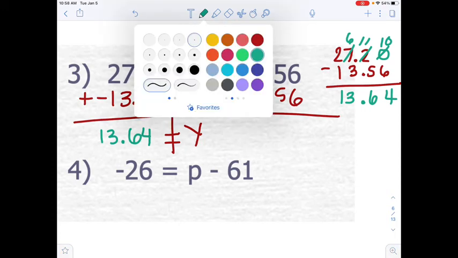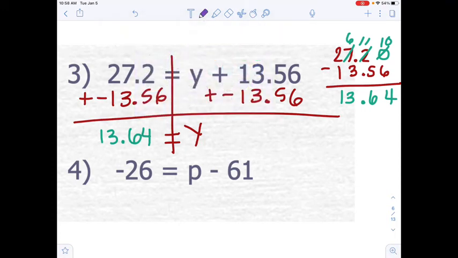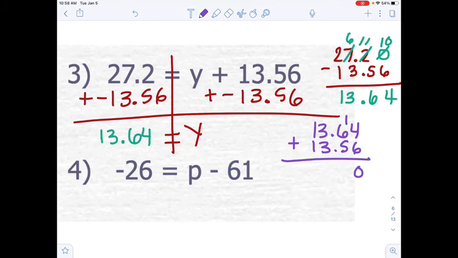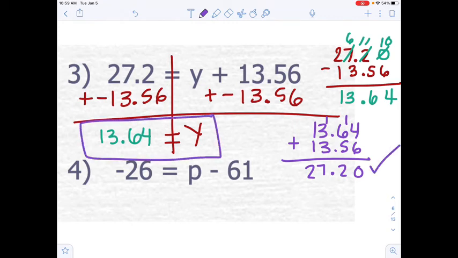Then if I check my answer, I'm going to plug that in for y. So 13 and 64/100 plus 13 and 56/100, I get 27 and 20/100, which is the same as 27 and 2/10. So yep, my answer is correct.